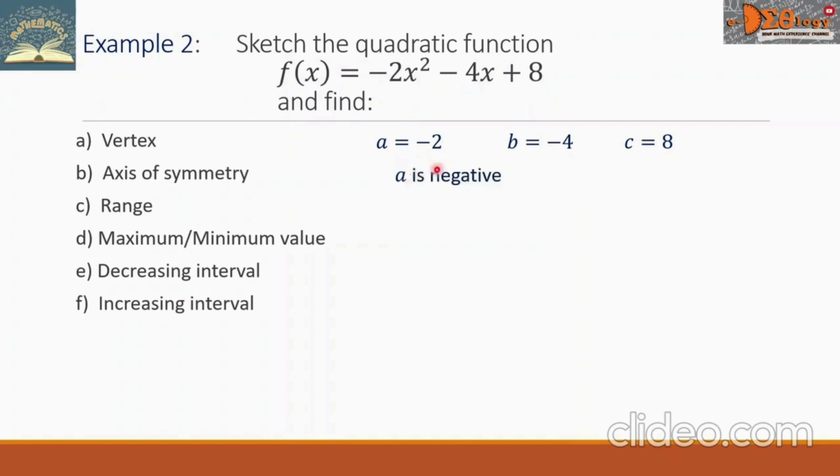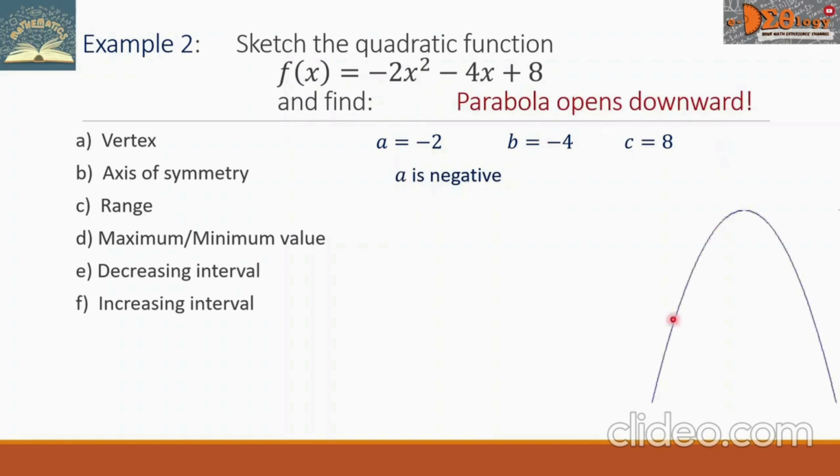Note that A here is negative. So our graph is a parabola that opens downward. Here is a picture of a parabola that opens downward. Let's now begin finding the vertex. Vertex is the point h, k. This is the highest point of the parabola that opens downward. Here is the point. Let us compute for the values h and k respectively.